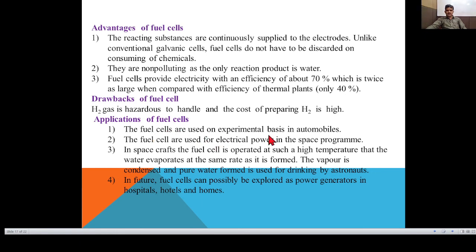The fuel cell is used on an experimental basis in automobiles. The fuel cell is used for electrical power in the space program. The spacecraft's fuel cell is operated at such a high temperature that water evaporates at the same rate as it is formed. The vapor is condensed and the pure water formed is used for drinking by astronauts. In future, fuel cells can possibly be explored as power generators in hospitals, hotels, and homes.